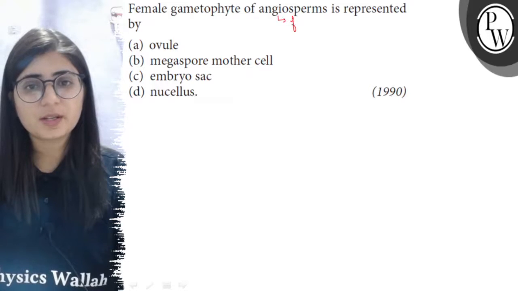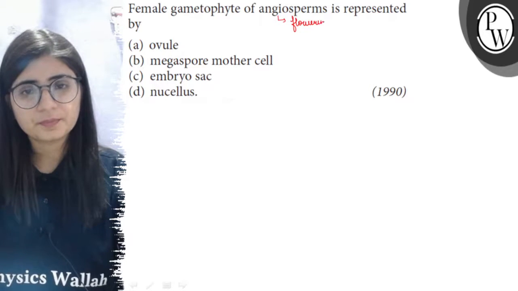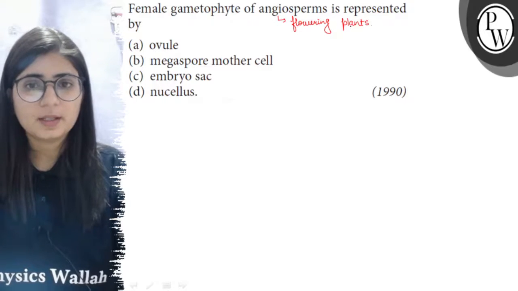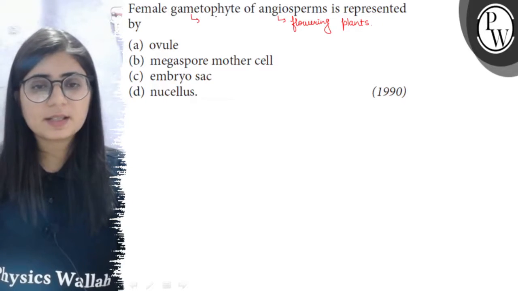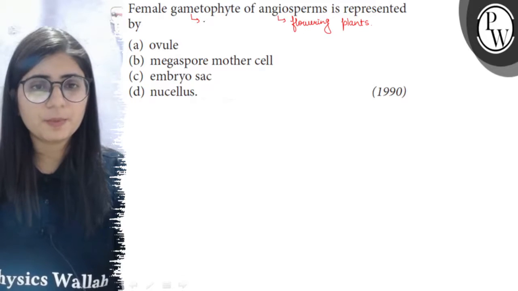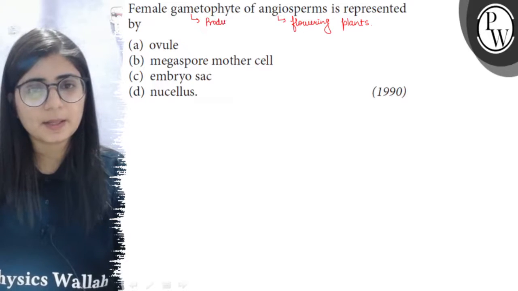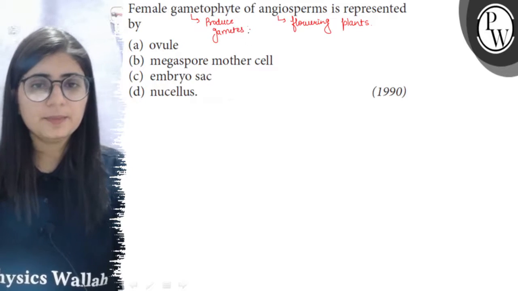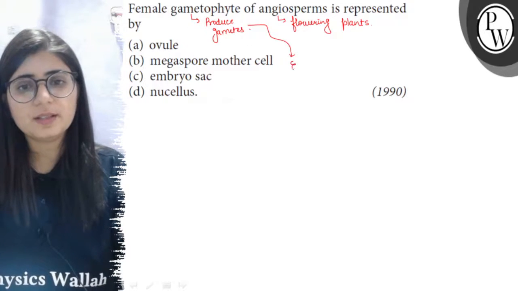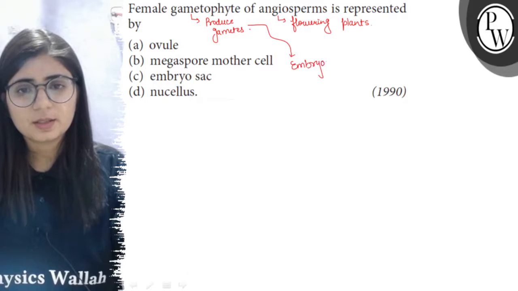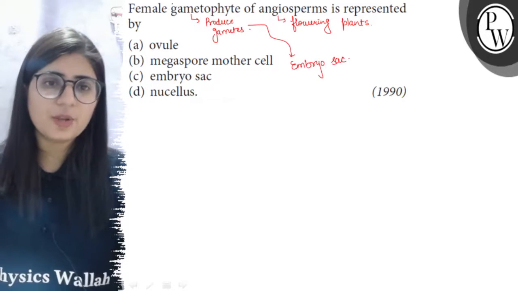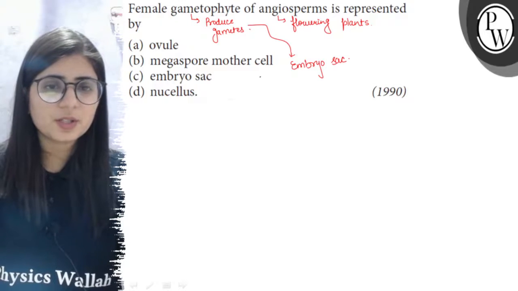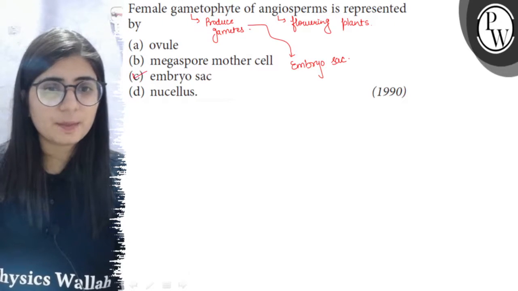The question is: female gametophyte of angiosperms is represented by. Angiosperms are the flowering plants, and here the female gametophyte means the structure or the part of the plant body that produces gametes. Here the gametes are produced in the embryo sac. So the embryo sac is also known as the female gametophyte. The right option of this question is option C, which is the embryo sac.